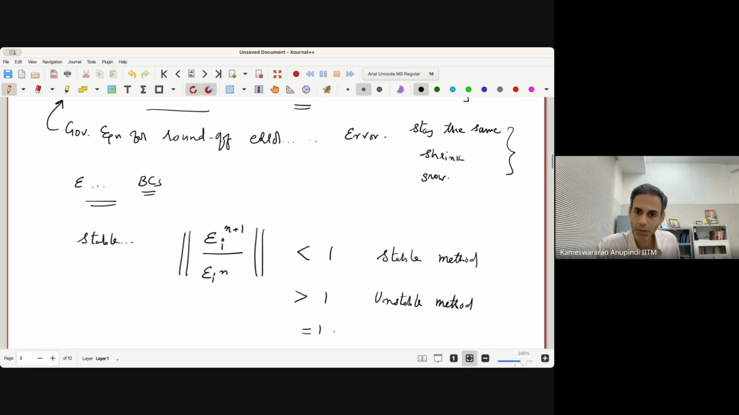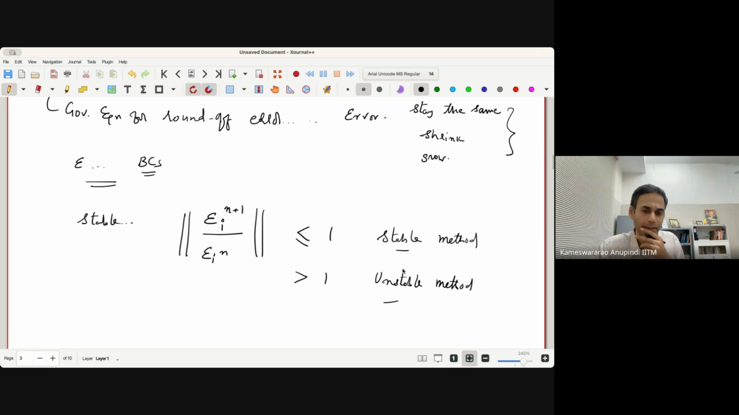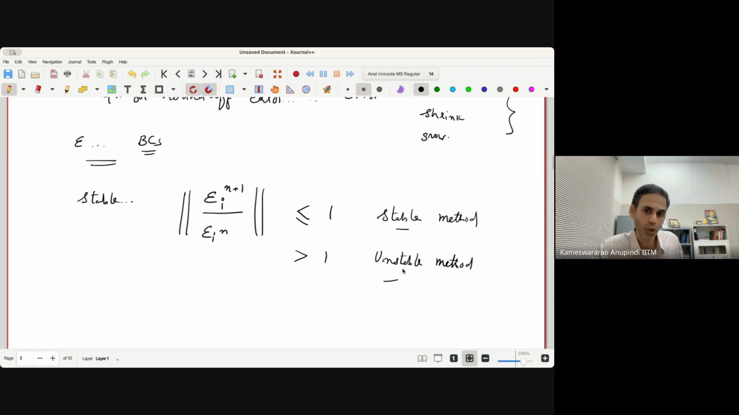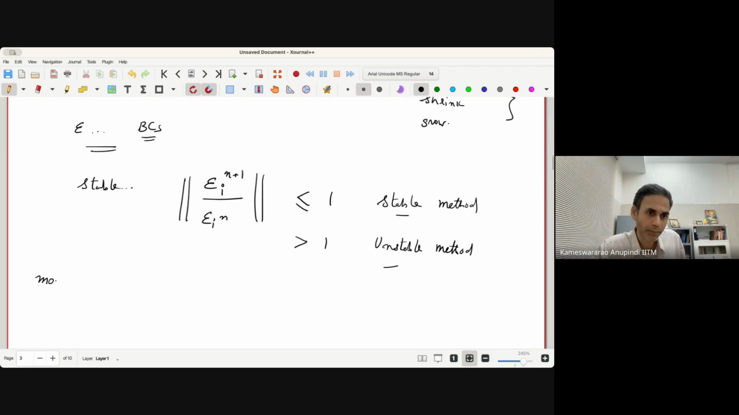If it is less than or equal to 1, this is a stable method. If it's greater than 1, it's an unstable method. Equal to 1 is basically neutrally stable. Fine. But how do I know what epsilon is going to look like? So we need to come up with a model for epsilon, that is, a model for the round-off error.